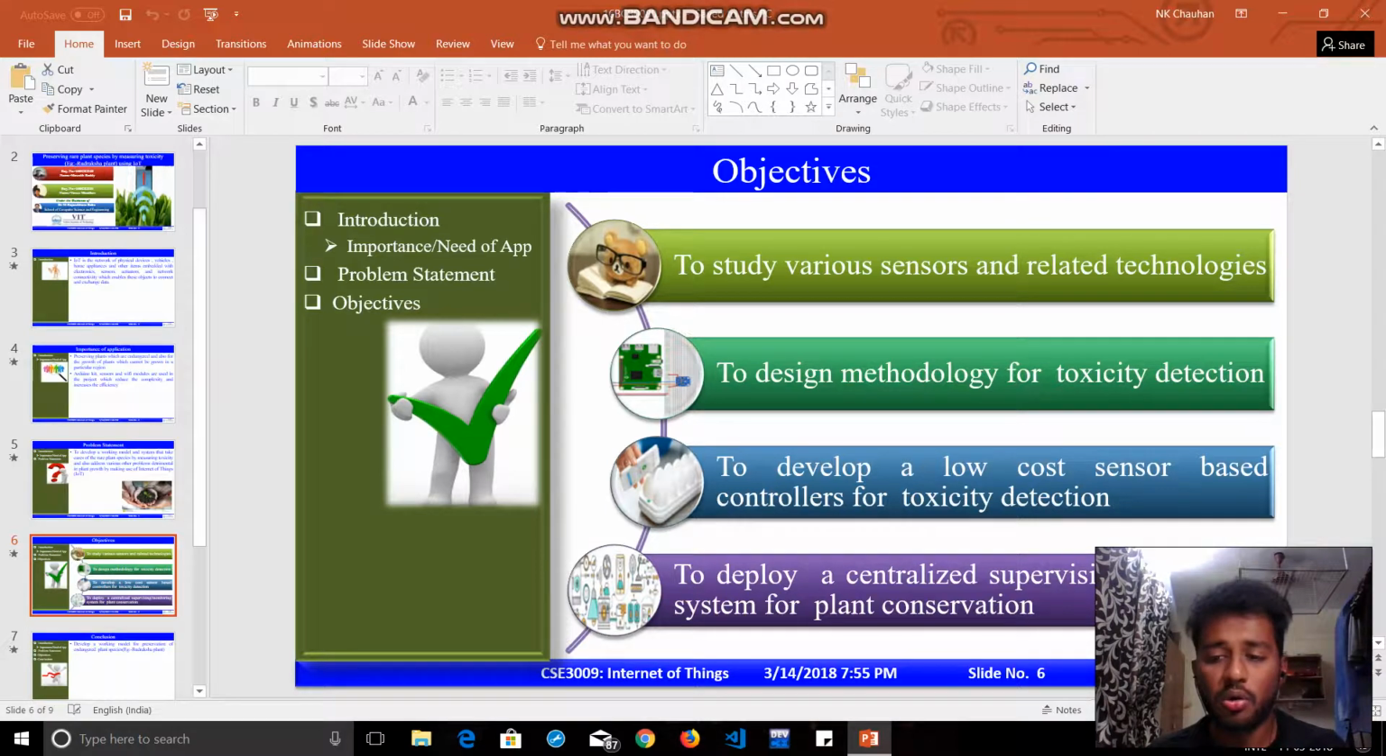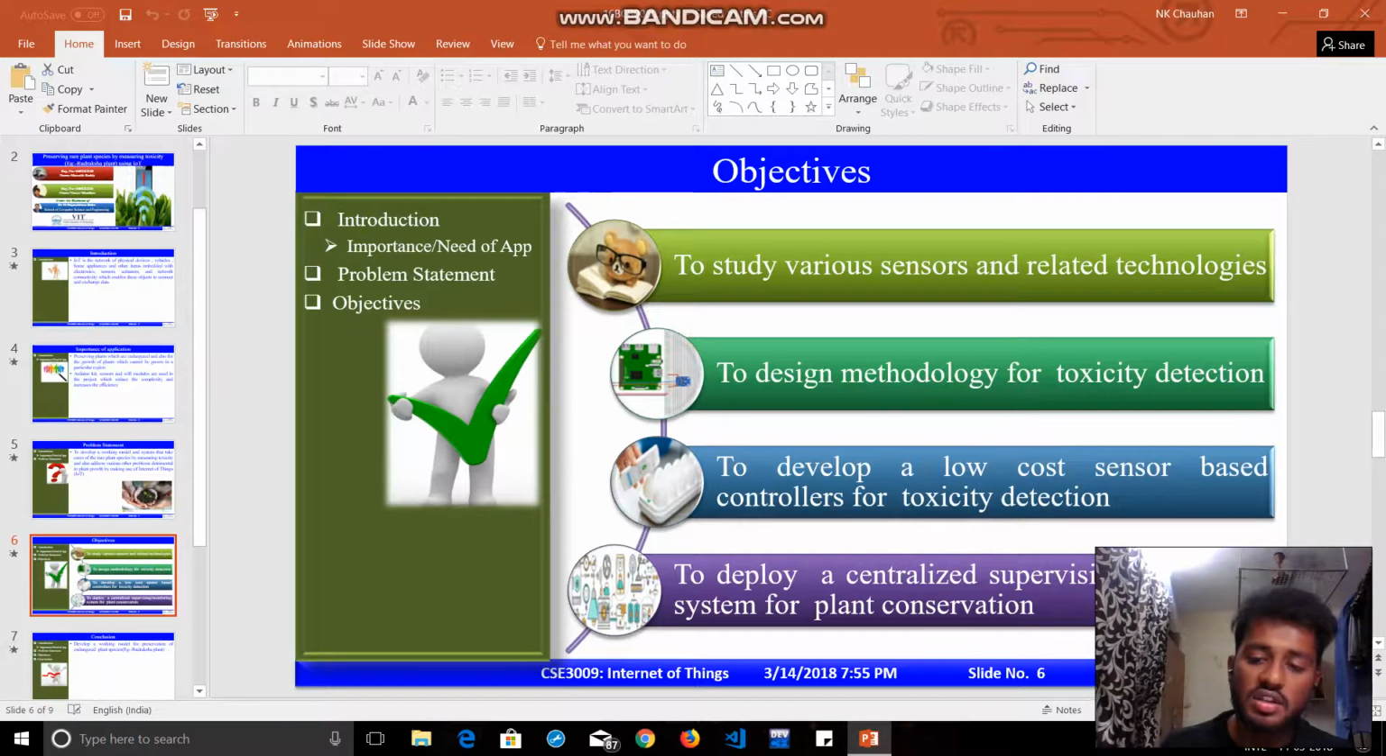Then, to develop low-cost sensor-based controllers for toxicity detection. Like I told already, our main aim for the project is to reduce the complexity and make it more efficient. I spoke about it on the first page, where we are going to study various sensor-related technologies, and that's exactly what it is over here. Why we do that is to make it very cost efficient.